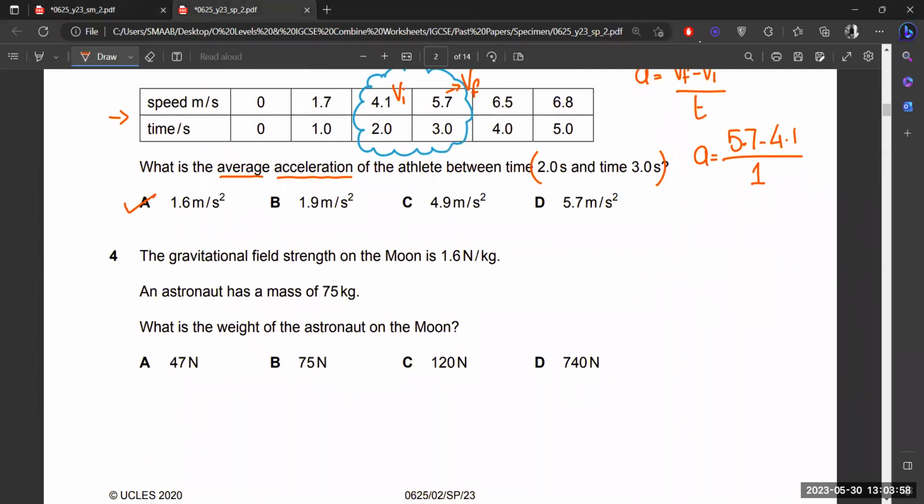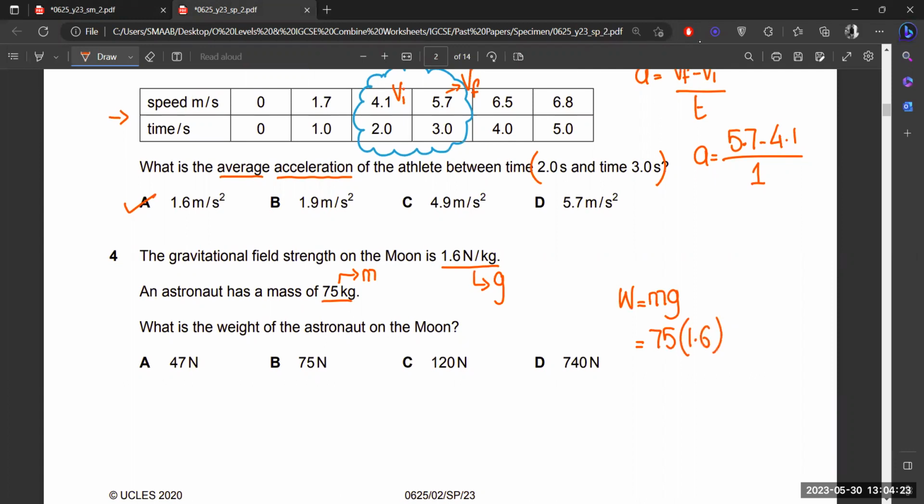Question number 4, the gravitational field strength on the moon is 1.6 Newton per kg. Okay, this is the value of acceleration due to gravity on the moon. And the astronaut has a mass of 75 kg. This is the value of the mass. And they are talking about the weight. So very simple question. W equals mg, mass multiplied by acceleration due to gravity.